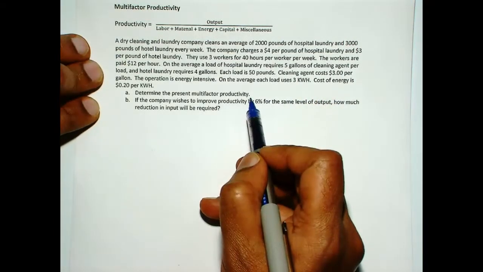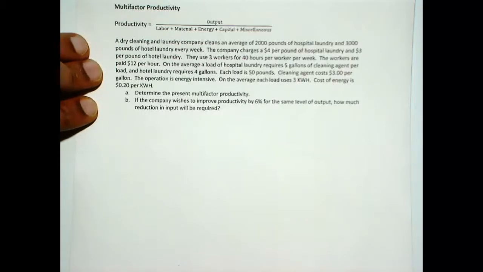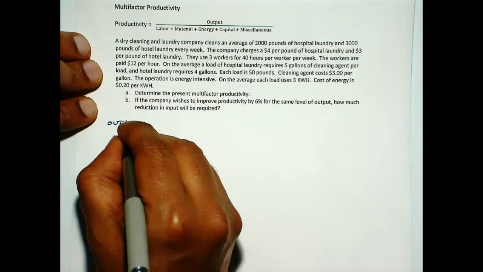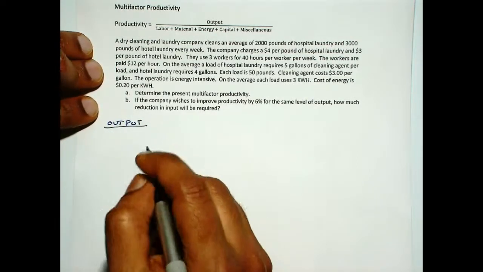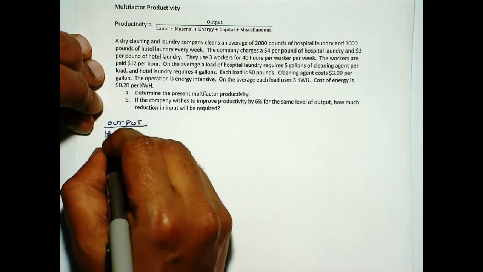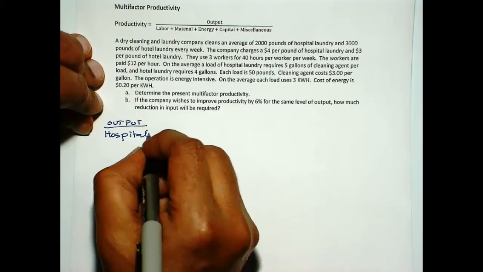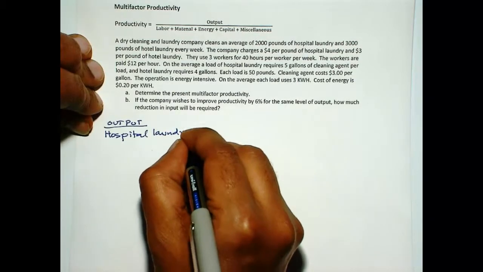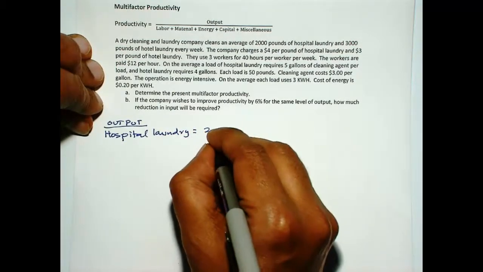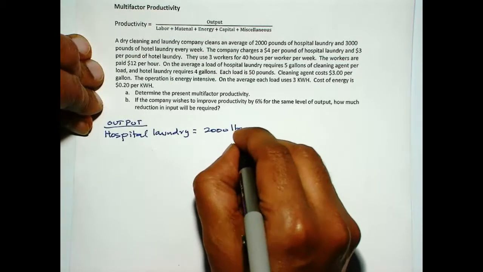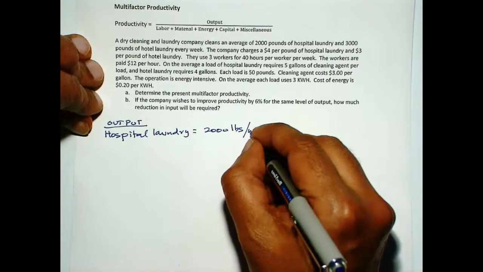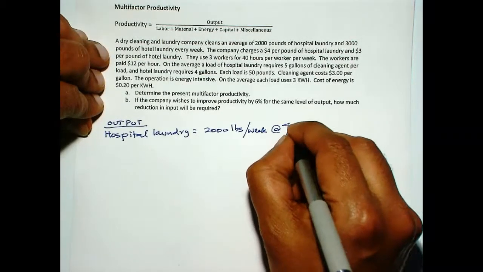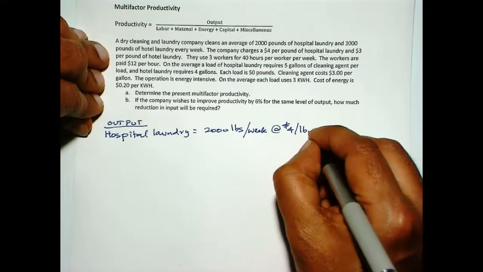So let's start with output. So we have hospital laundry equal to 2,000 pounds per week at $4 per pound. So the output per week is $8,000. So all the calculations are per week.